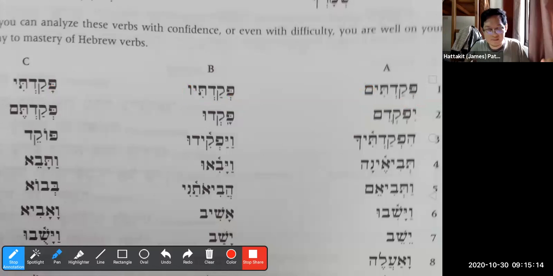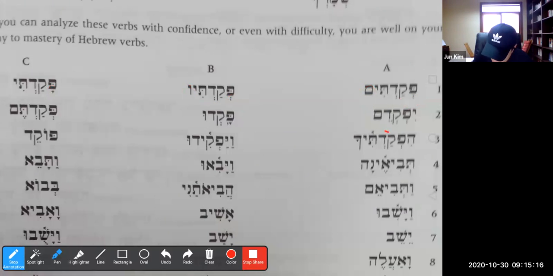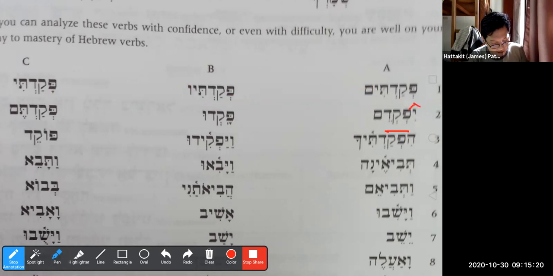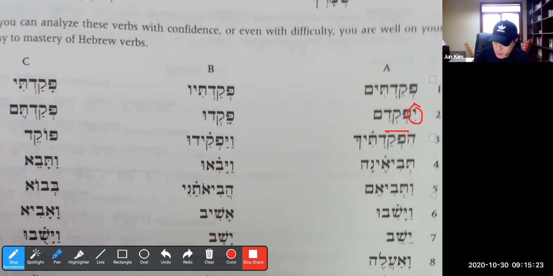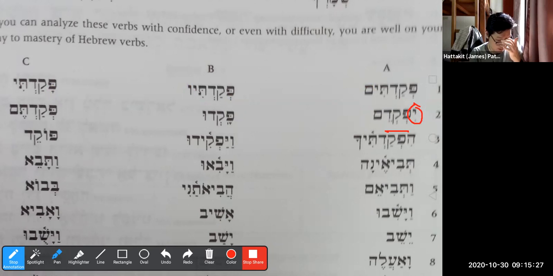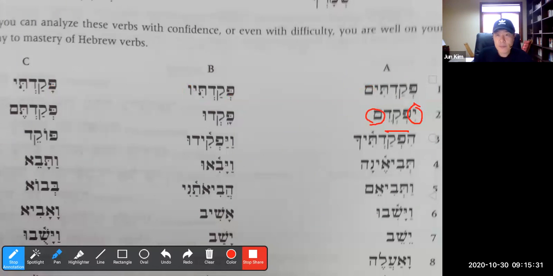Yes, the root is pakat. Kal stem, prefix form, 3MSG, because of the yod. And 3MSG. Special feature, 3MPL pronominal suffix. Right, good job. Sharon?